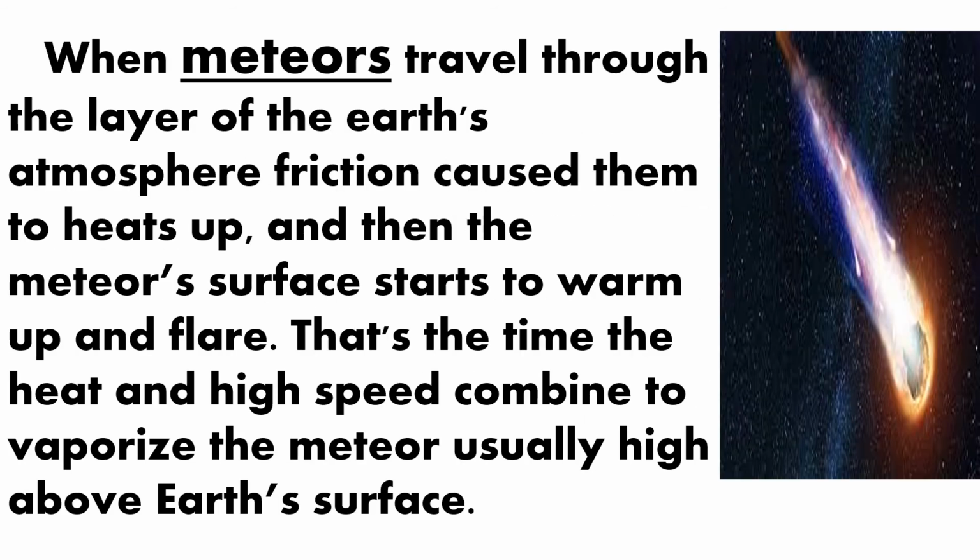When meteors travel through the layers of the Earth's atmosphere, friction causes them to heat up, and then the meteor surface starts to warm and flare. That's the time the heat and high speed combine to vaporize the meteor, usually high above the Earth's surface.